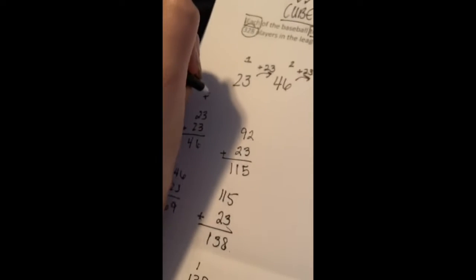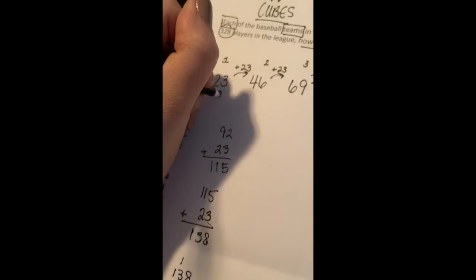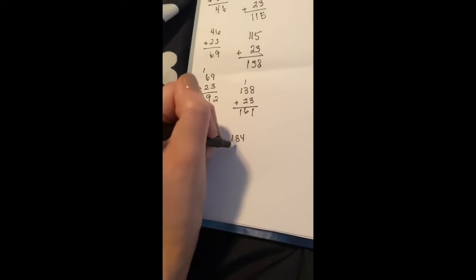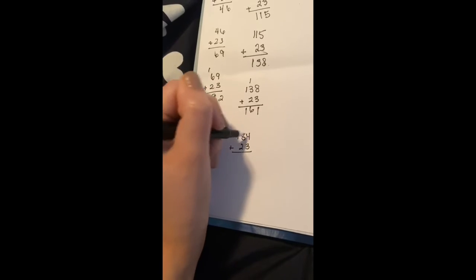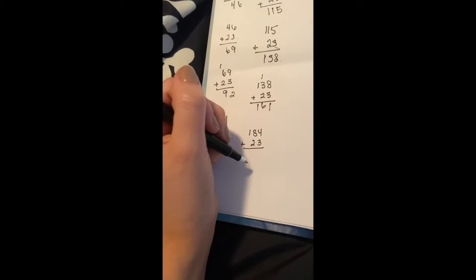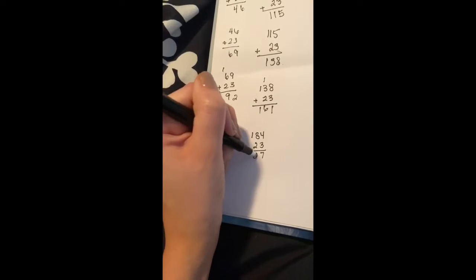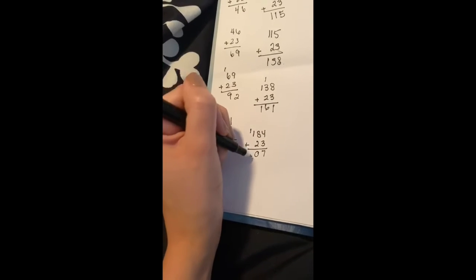So I'm going to take my 184, and I'm going to add another 23 still. That would give me 9 teams. So I need to do 184 plus 23. Four plus 3, 7. 8 plus 2, 10, carry the 1. 1 plus 1, 2. So now I have 207.